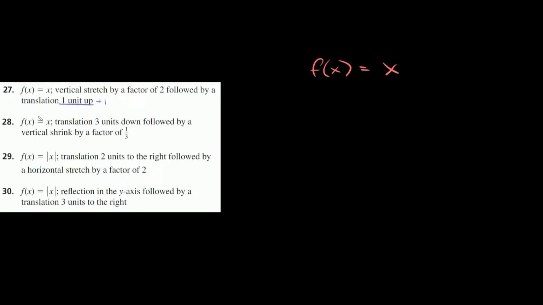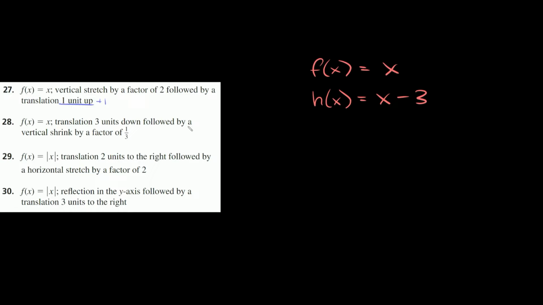The next one is f of x is equal to x. So I wrote it down right there. This time we're going to translate this 3 units down, so let's do that first. f of x is equal to x, but the first translation is just moving it down 3 units. So then we have h of x is equal to x minus 3.